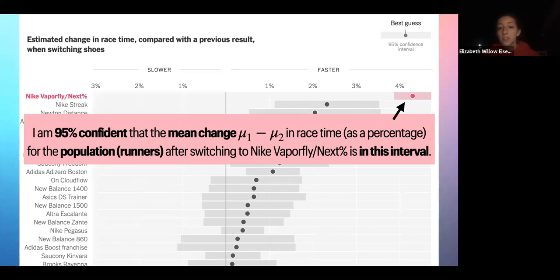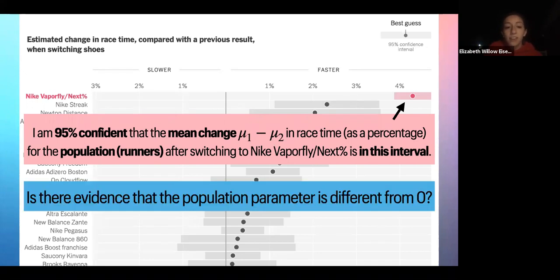Here the population is runners. It's basically all runners who use this app that is the population that we want to infer about. After switching to the Nike Vaporfly Next Percent, the mean change is going to be in this interval. So we're 95% confident that that mean change is in this pink interval. So it's a pretty small interval, right? It's very small.